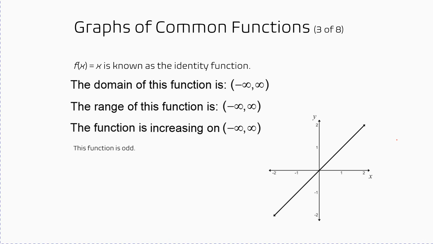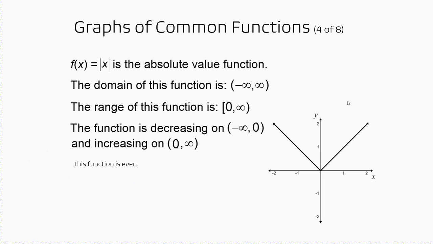Now f of x is equal to x is known as the identity function. The domain and range of this function is all real numbers, from negative infinity to infinity. And this function is always increasing. Remember what increasing means? Increasing means as you go left to right, the function is always going up. So this one, f of x equal to just x, is always increasing. And this function is an odd function.